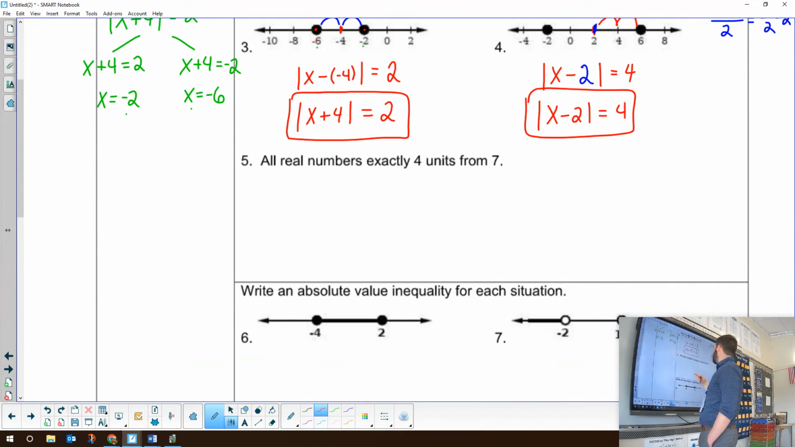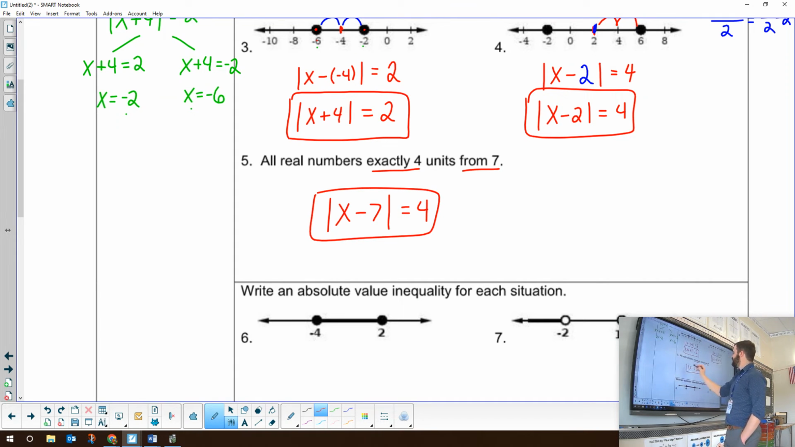So what if we have a word problem like number 5? Number 5 says all real numbers exactly 4 units from 7. So 7 is the middle. So we'll go x minus 7. That's our middle spot, right? From 7. And then exactly 4 units, that's how big of a gap is between the two. And so that would be my equation. Guys, listen, if you have a point at 7 and we're 4 units this way, that would be 11. And if we're 4 units this way, that would be 3. Hey, so there you go. This equation, if we worked it out, would give us 3 and 11.